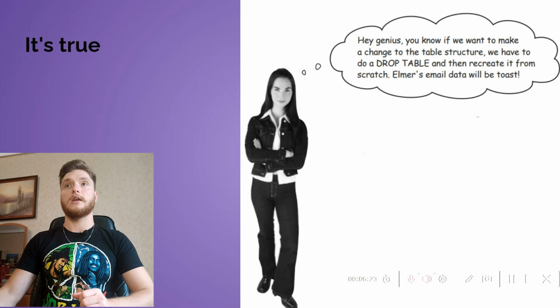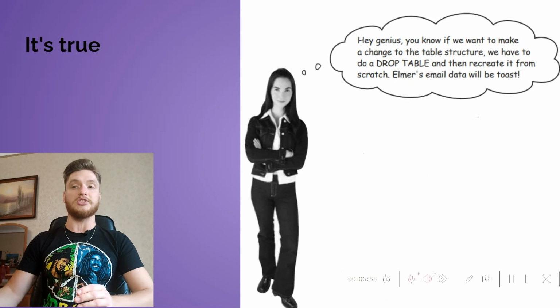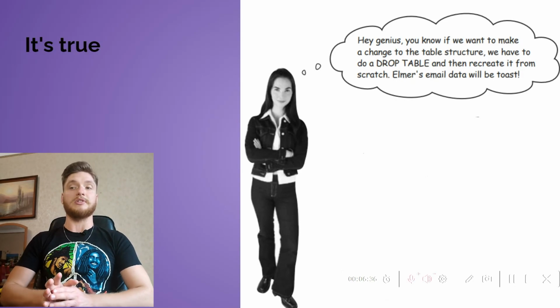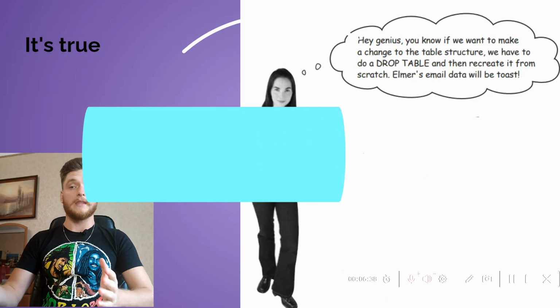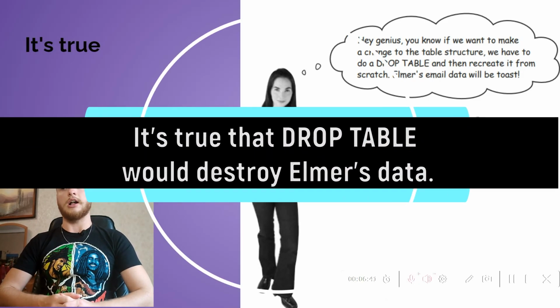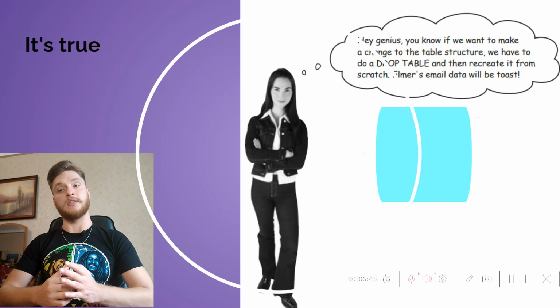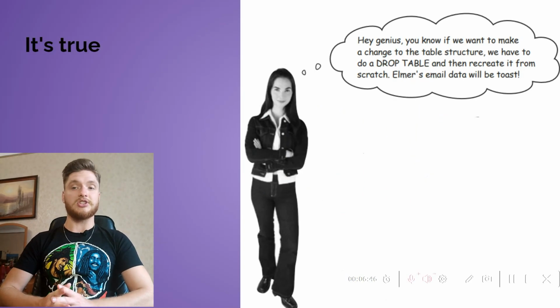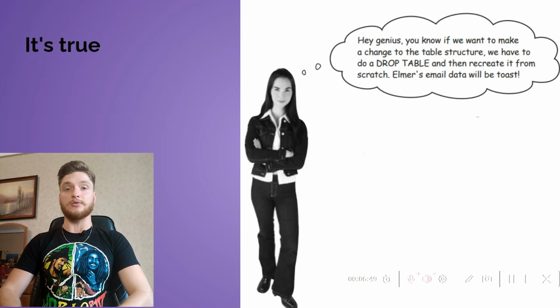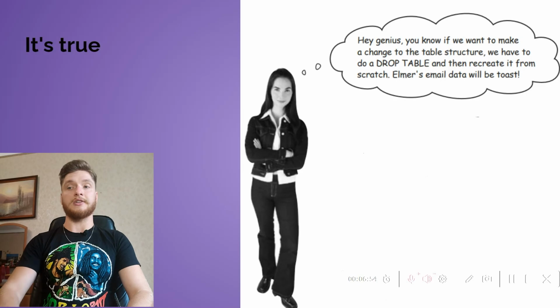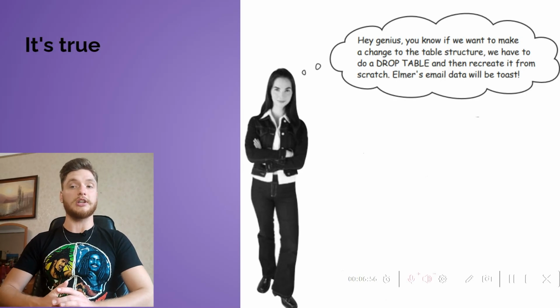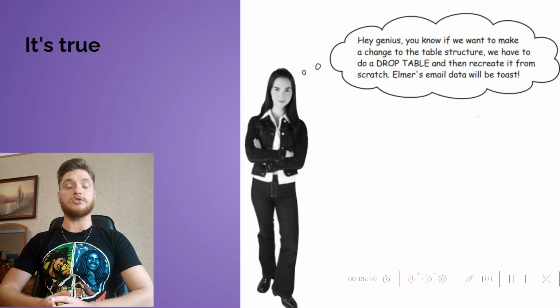So, hey genius, if we want to make a change to the table structure, we have to do a drop table and then recreate it from scratch. Elmer's email data will be toast. It's true, that drop table would destroy Elmer's data, but MySQL has another command that lets you make changes to an existing table without losing any data. It's called alter table, and we can use it to create a new column without having to drop the table and destroy its data.